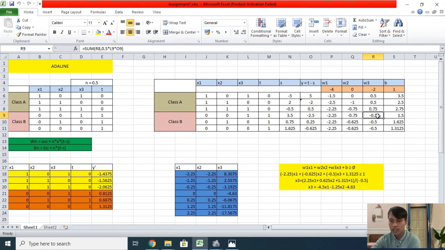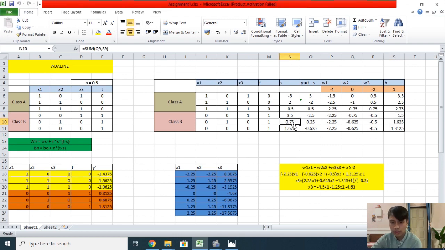How do we get the negative 0.5? W old 0.75 plus 0.5 times x3 is 1 times the negative 2.5, then we get the negative 0.5. And then the bias is 2.75, the bias old, plus the 0.5 times the negative 2.5, then we get a 1.5.